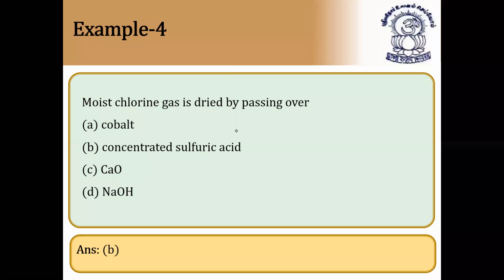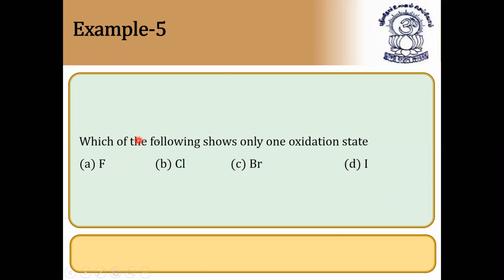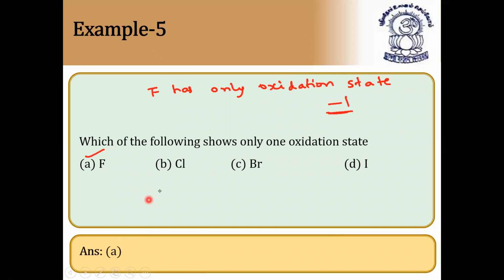Next question. Question number 5. Which of the following shows only one oxidation state? Very, very important question. Simple question. Since already we know fluorine has only one oxidation state, that is -1, because it is the most electronegative element in the periodic table. So fluorine has only one oxidation state, oxidation number equal to -1. In all its compounds, fluorine exhibits only this oxidation state. So answer is fluorine. Let us see the answer now. So it is fluorine. Yes.